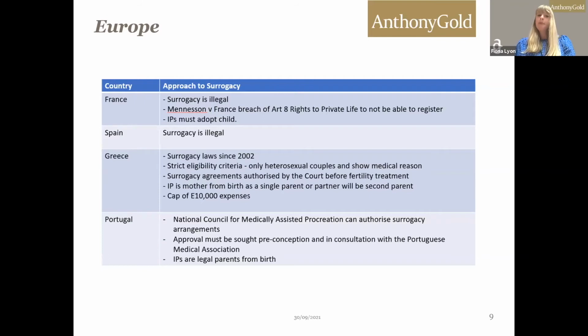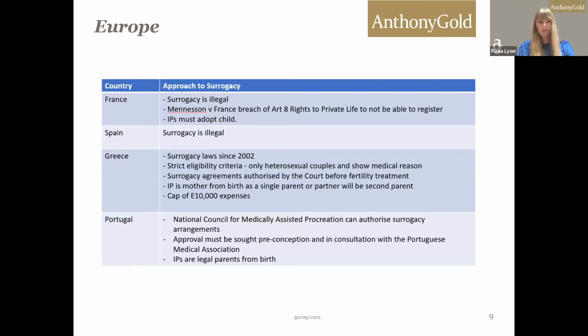So that has been changed, but you still need to adopt your child, even if there's a biological link, in France. So in terms of other countries where you might hear about surrogacy, Greece, that's been enforced since 2002, but very, very strict criteria there. They will only allow heterosexual couples, and you need to show a medical reason. But the good thing is that you will be recognized as a parent from birth. Portugal, very progressive. They approve surrogacy arrangements by committee, and you will be named as the parent from birth.